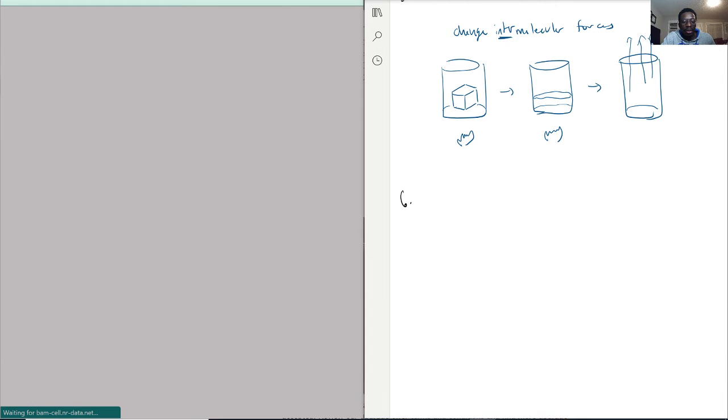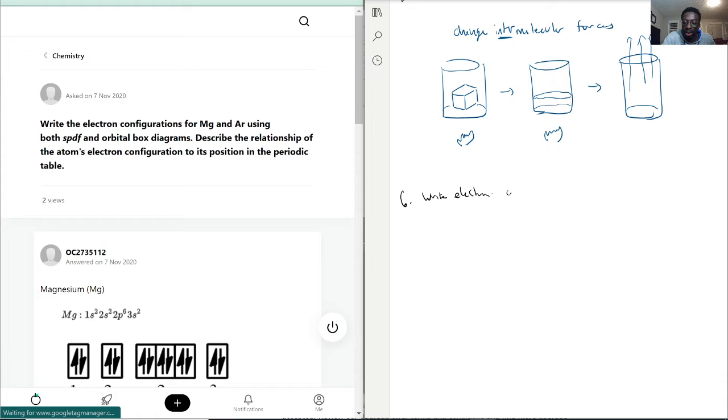We have, for question 6, write the electron configuration for Mg and Ar using SPDF and orbital box, and describe the relation between E-config, electron configuration, and the periodic table.